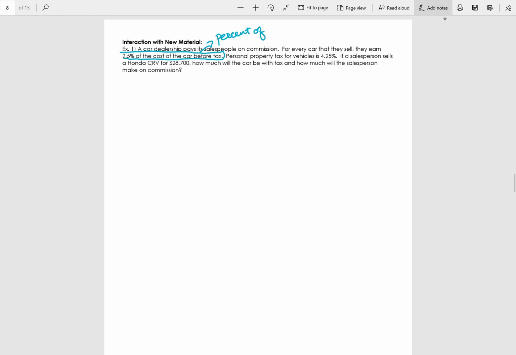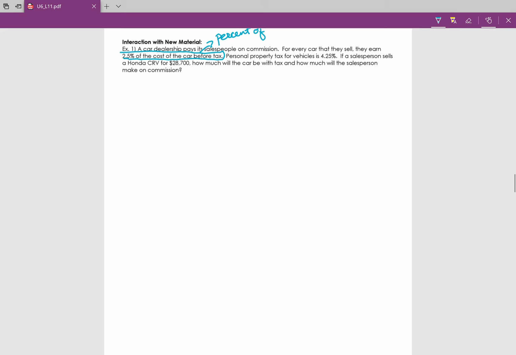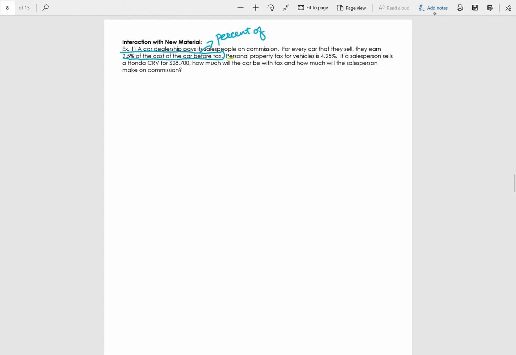Now let's take a look at the sentence next to it, I'm sorry. It says personal property tax for vehicles is 4.25%. Now in general, if you go to the store and you pay for something and they have to put tax on it, you're adding tax onto that. So this is a percent change. Great, so we just used our key point right there.